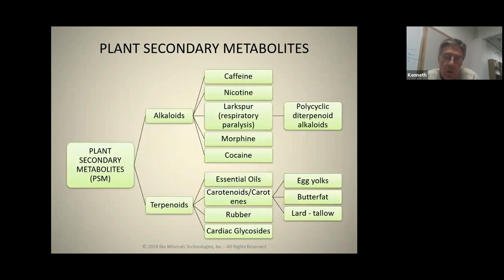So let's look at our alkaloid group. Caffeine, nicotine. Any of you cattlemen lost cattle from larkspur due to paralysis of the respiratory system? That's an alkaloid. Morphine and cocaine are all alkaloids. Terpenoids. Let's look at one particular class, essential oils. Now, I know a lot of you guys or your wives are familiar with these. They're terpenoids, right? The yellow in our egg yolks, our butterfat, and our lard, these are carotenoids or carotenes. They're, again, terpenoids. We have rubber. We also have cardiac glycosides.